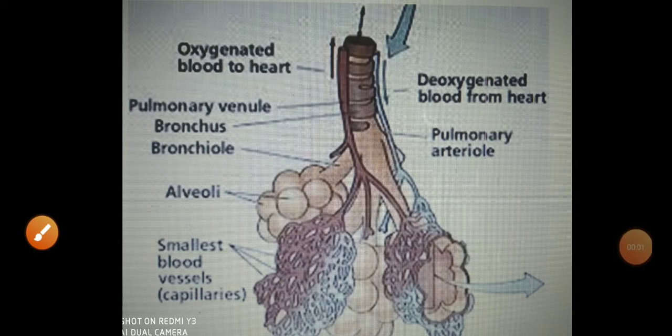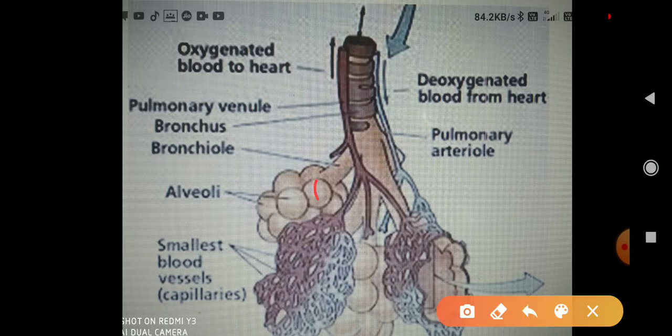Good morning, students. Last time I told you about the human respiratory system. In the lungs, the bronchioles end into the alveoli. Alveoli are balloon-like structures. You can see these small balloons, and they are rich in blood vessels. Through these alveoli, oxygen and CO2 are exchanged in the lungs.